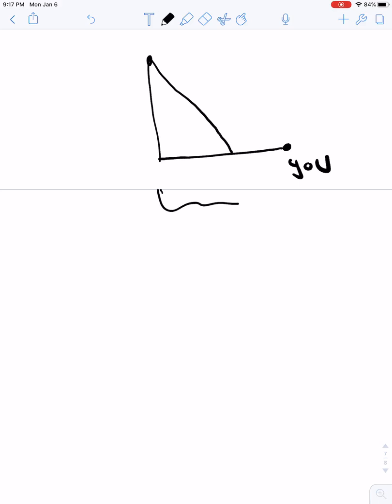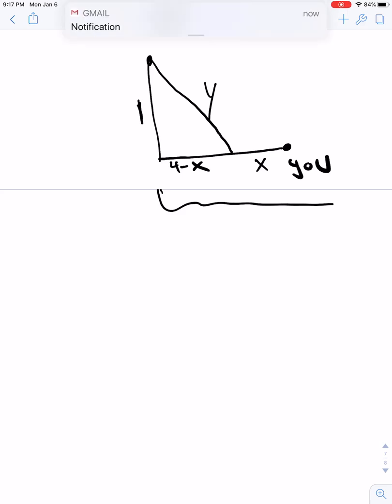So this, we're going to call x. And this would be 4 minus x because you're 4 miles east. This we're going to call y. Or sorry, we're going to call 1. And this we're going to call y. So we'll deal with the rates in a second. Let's first think about what type of equation we could use to work through this.